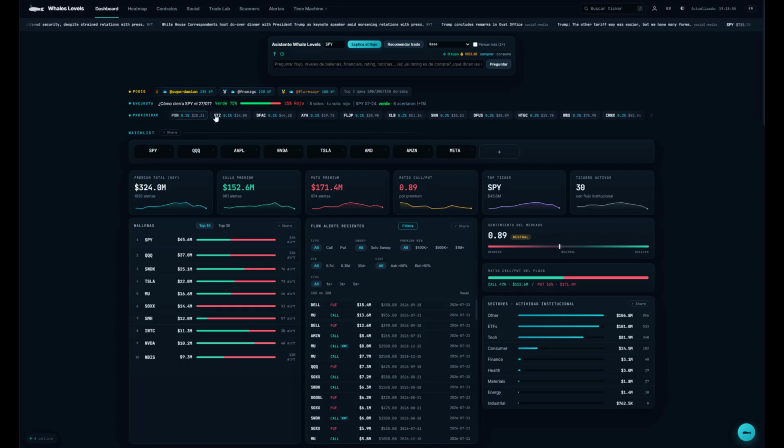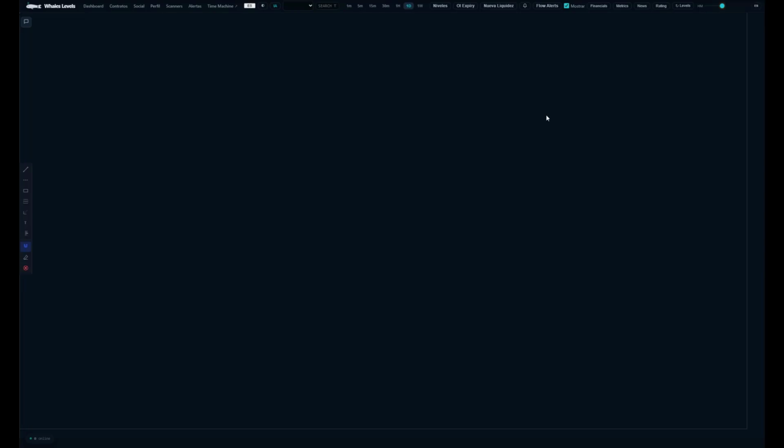This rotating ticker shows you proximity. For these tickers, there are important levels just 0.1% away from price. You can open any of these assets and see which level is nearby. For example, here it tells me that SMH has an important level, 0.2% from price. One click and done.